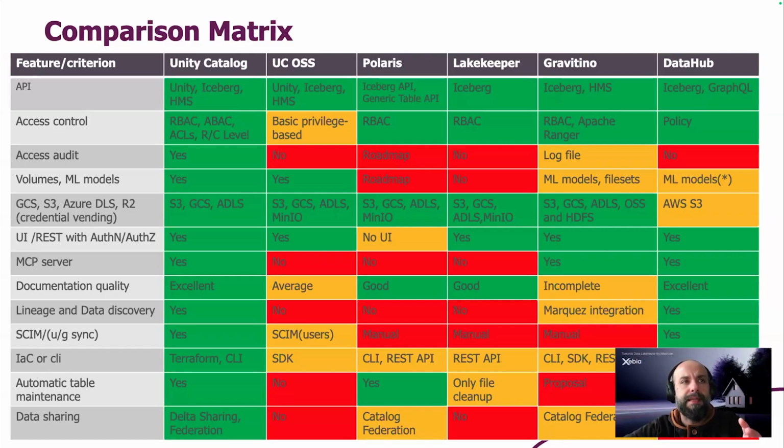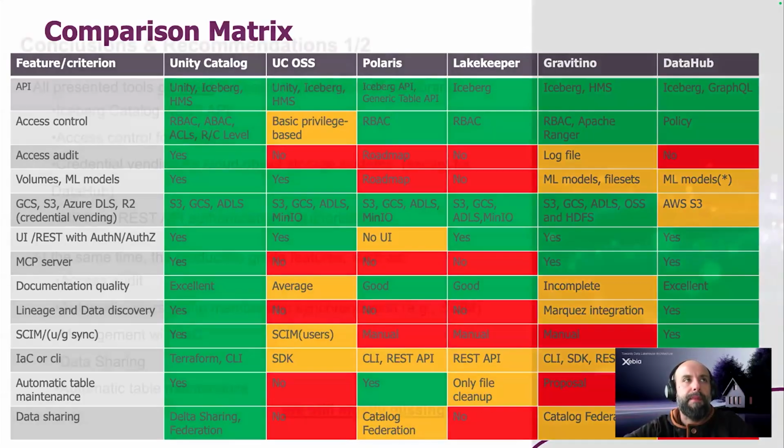But when you assess them on production or enterprise grade features, like for example access audit, integration with SCIM, a mechanism for syncing users and groups, configuration management as code, automatic maintenance of tables, or data sharing, these are features that are still mostly missing.